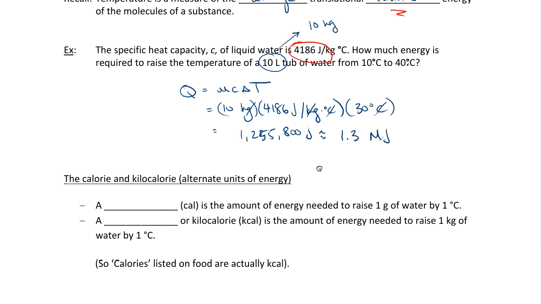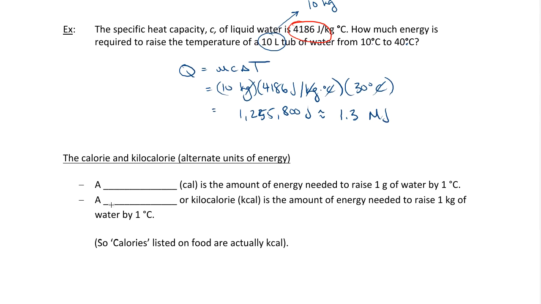Let's talk briefly about another unit of energy that we can use, and that's the calorie. A calorie, spelled with a lowercase c, abbreviated like this, is the amount of energy needed to raise 1 gram of water by 1 degree Celsius.